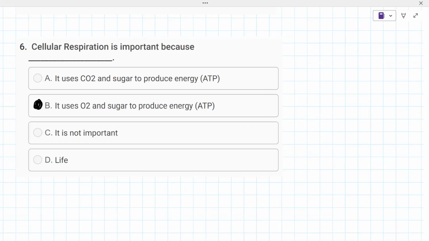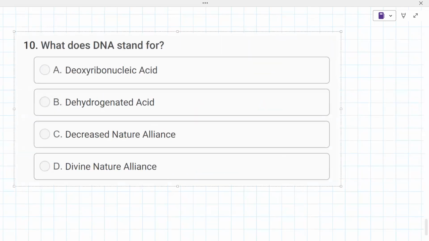All right, let's look at another question here. Hopefully this is helping. All right. What does DNA stand for?